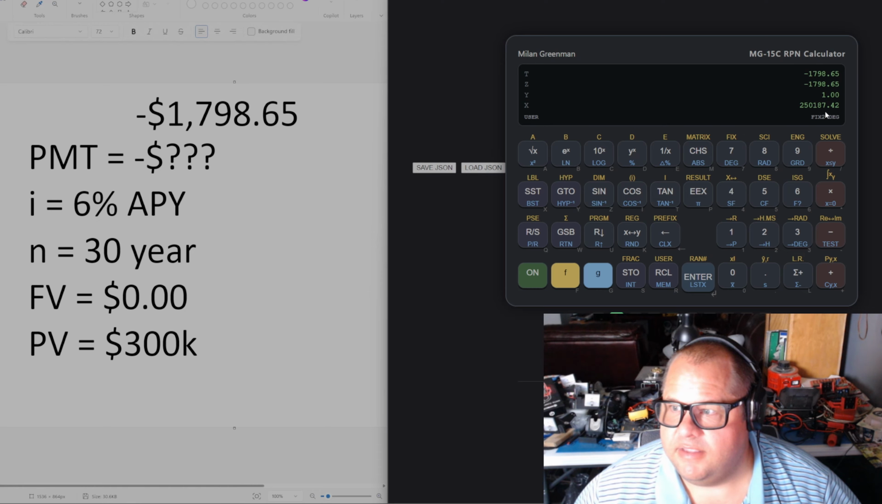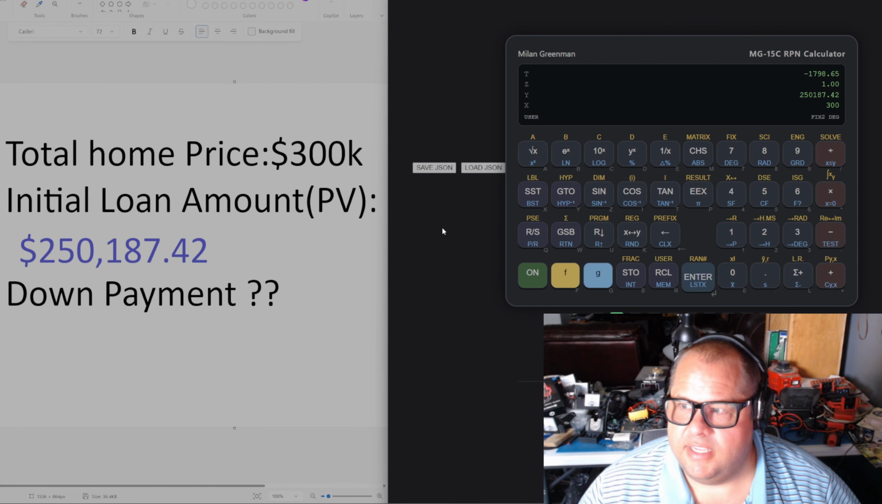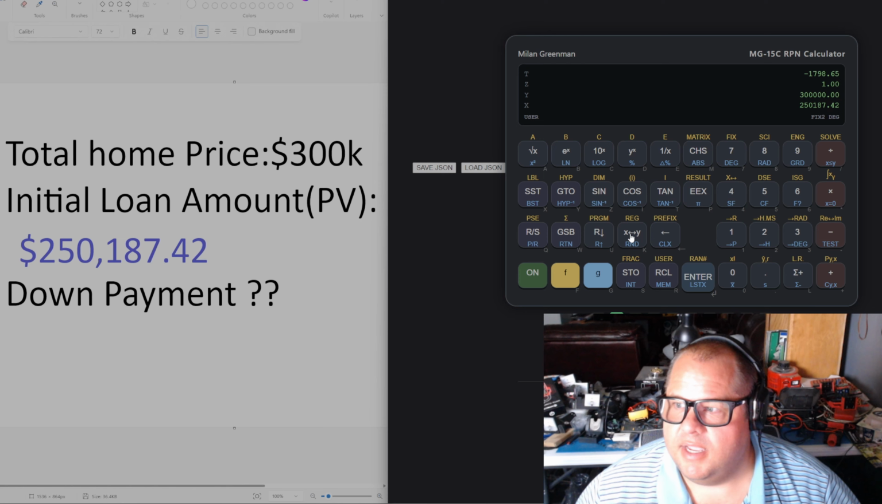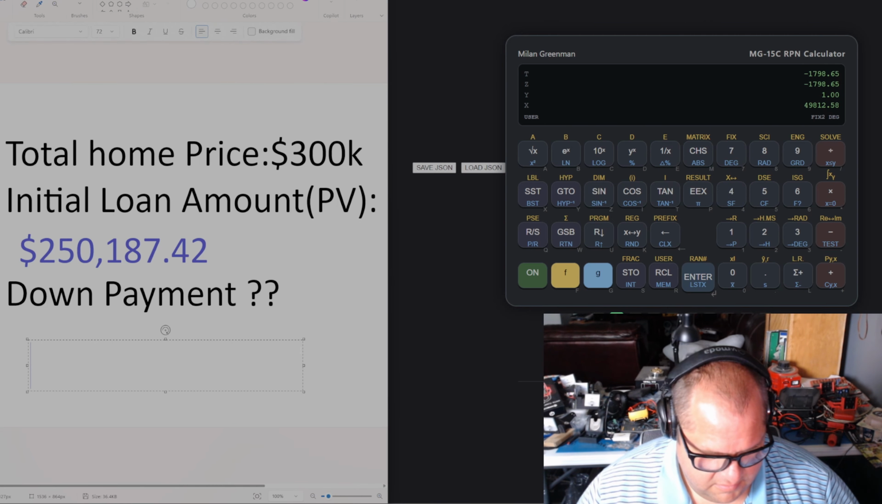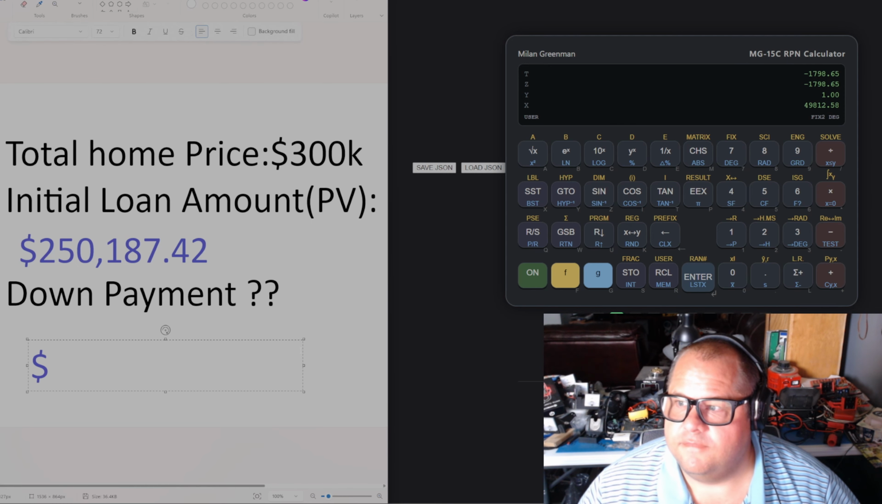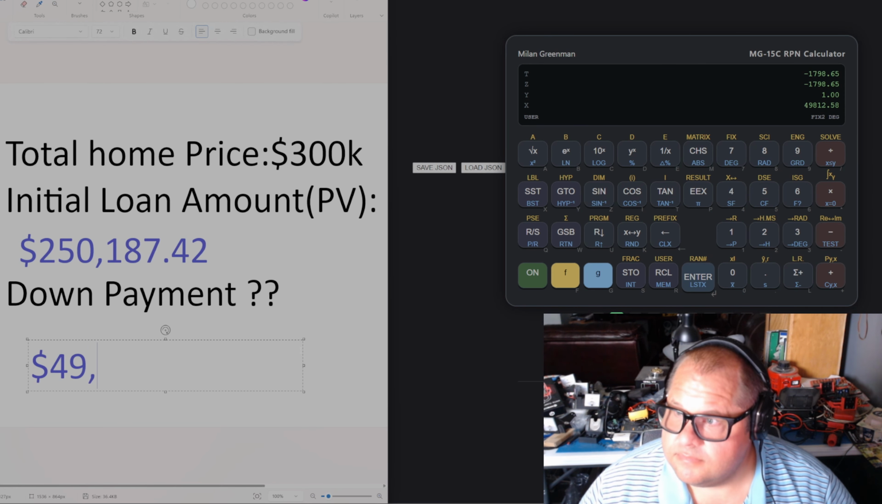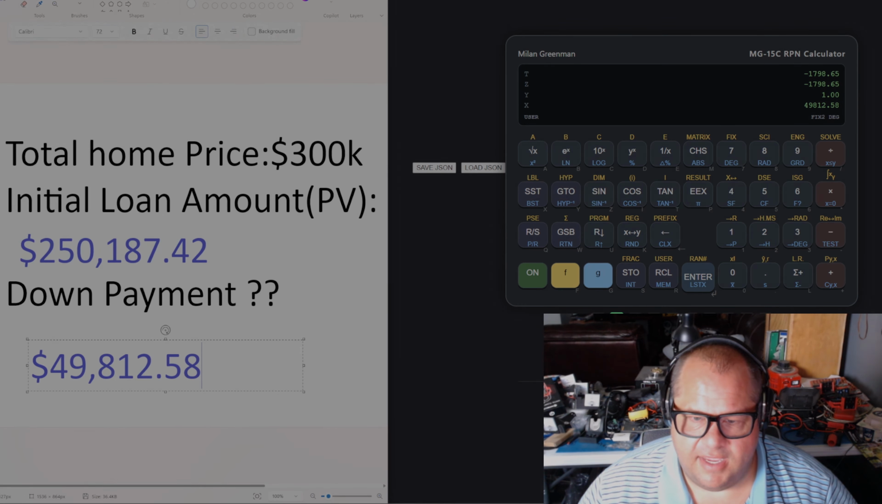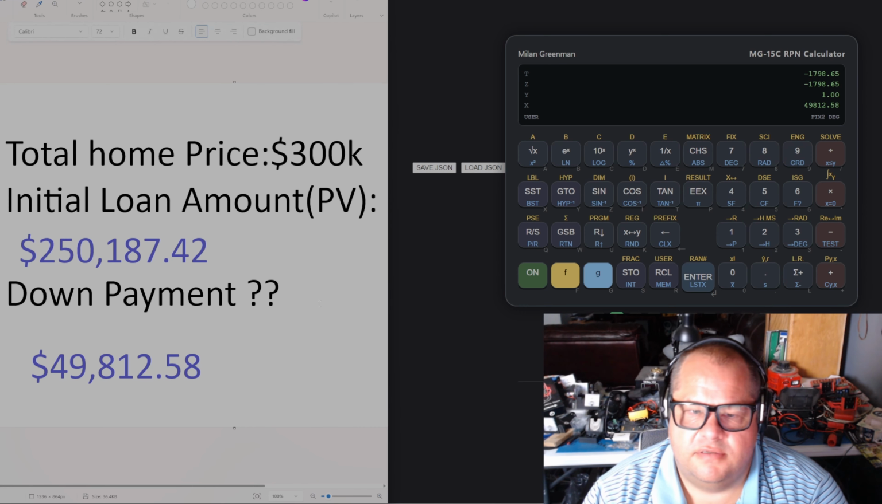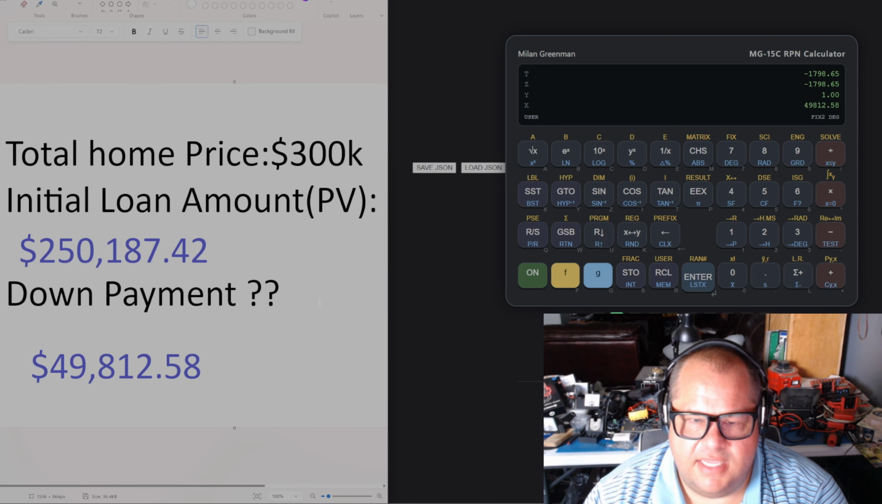Our present value needs to be $250,187.42. We can enter our $300,000 total purchase price. We're going to do XY subtract to get a down payment of $49,812.58.